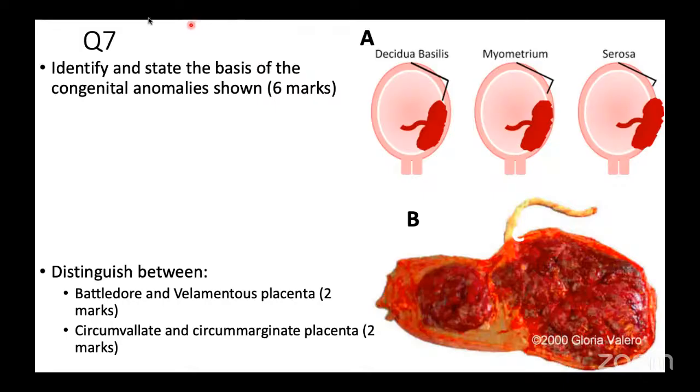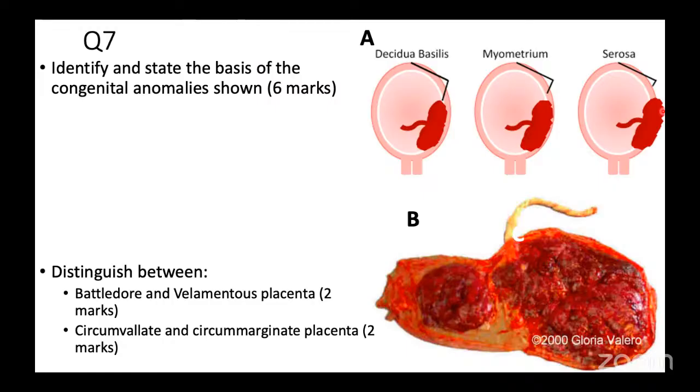Okay, so let's look at the answer. So for A, you can see these are three similar or related congenital anomalies of the placenta. The first one here is where the placenta extends all the way to the decidua. The second one all the way to the myometrium, and the final one all the way to the serosa. These three we put together as excessive invasion of the placenta. Each of them is its own unique one. So you have placenta accreta, increta, and percreta.